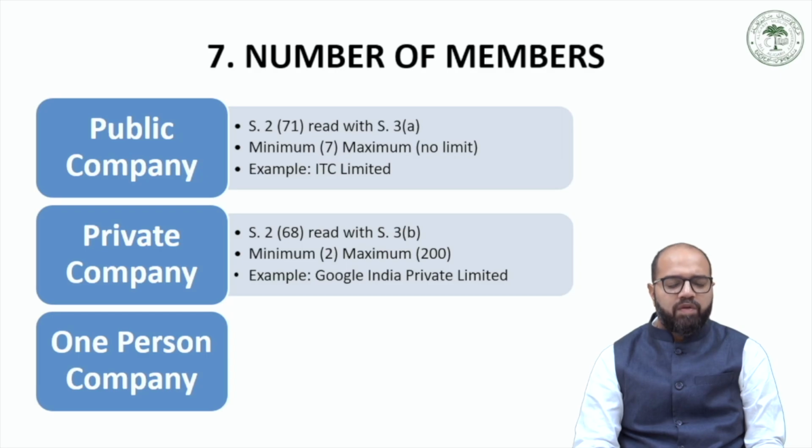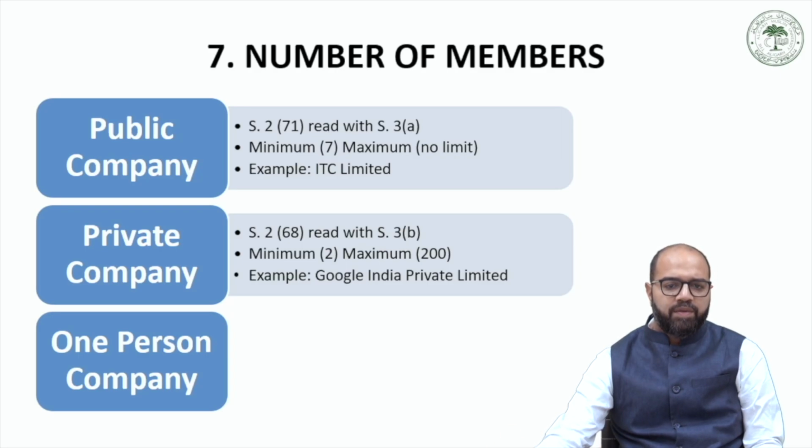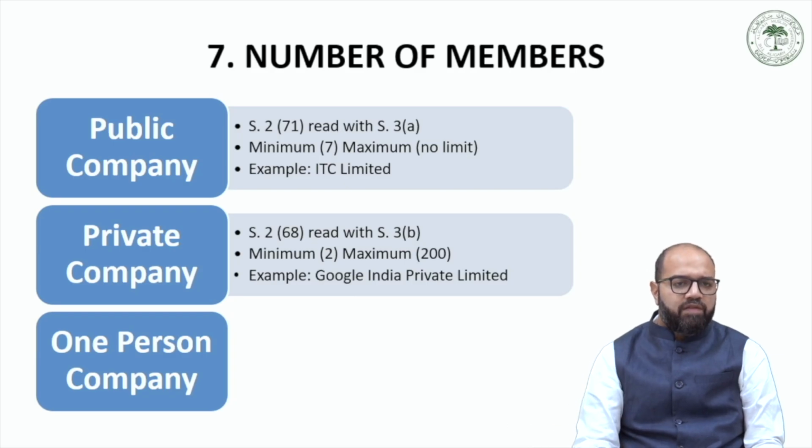An example of a private company is Google India Private Limited. Generally, after the name of a public company, there is the word limited, denoting that it is a limited liability company. And in case of a private limited company, after the name of the company, we find the words private limited. So in a public company, there is no use of the word private, and in a private limited company, there is use of the words private limited after its name.